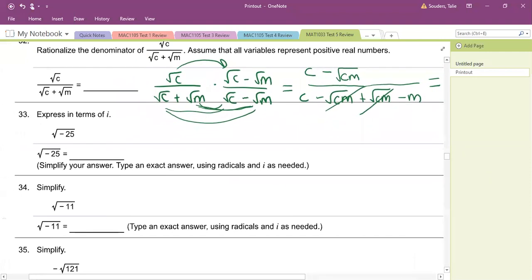Okay, so now we're moving on to complex numbers, where we're going to express in terms of I. So what is the square root of negative 25? And let me remind you, I said it once earlier, but to help keep things clear on the test, the I is only for square roots, okay? Square roots of negative numbers. So if you see a fourth root of a negative number, the answer is not real, okay? But if you see a square root of a negative number, then you are able to evaluate it. So just keep that in mind on your test.